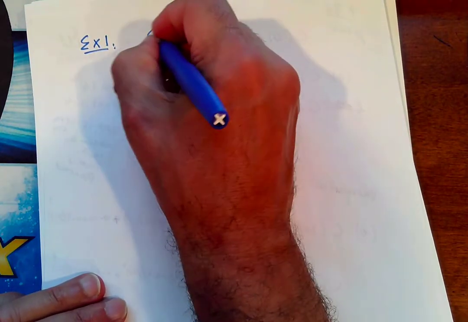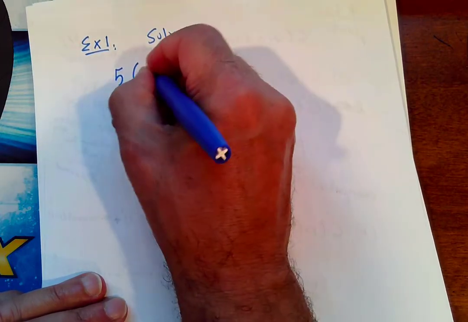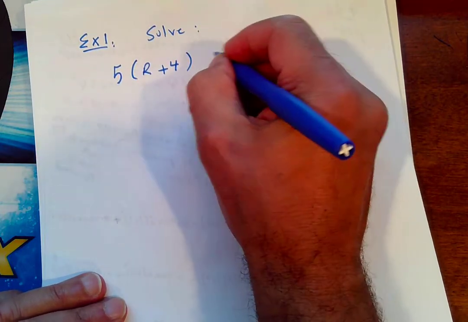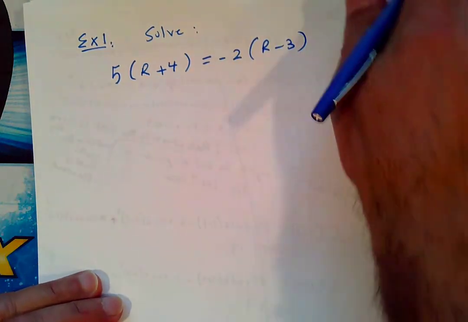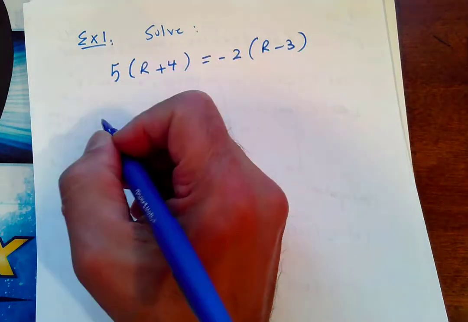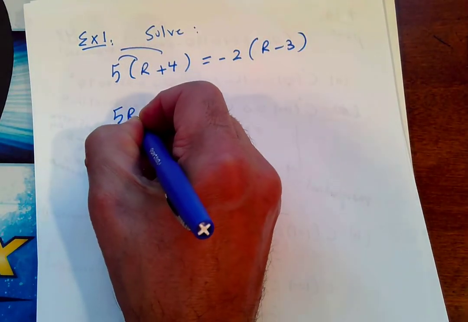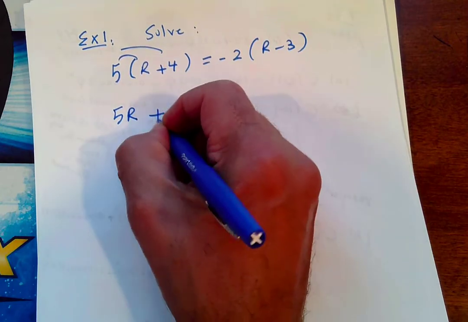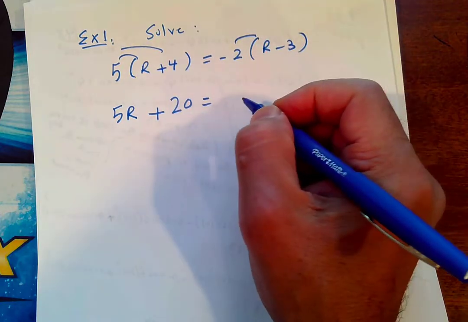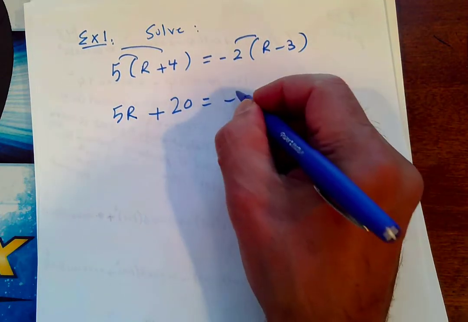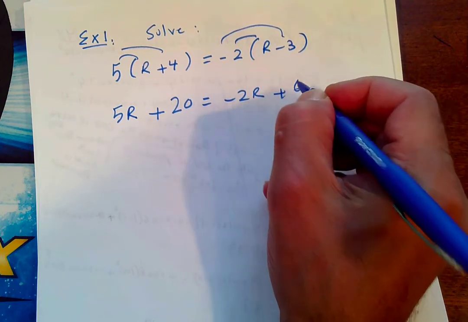So the first example that I want to show you is to solve the equation for r. 5 times the quantity r plus 4 equals -2 times the quantity r minus 3. So since we have parentheses, we want to clear those out by using the distributive property. 5 times r is 5r, 5 times 4 is 20. And then on the other side of the equal sign, -2 times r is -2r, -2 times -3 is +6.